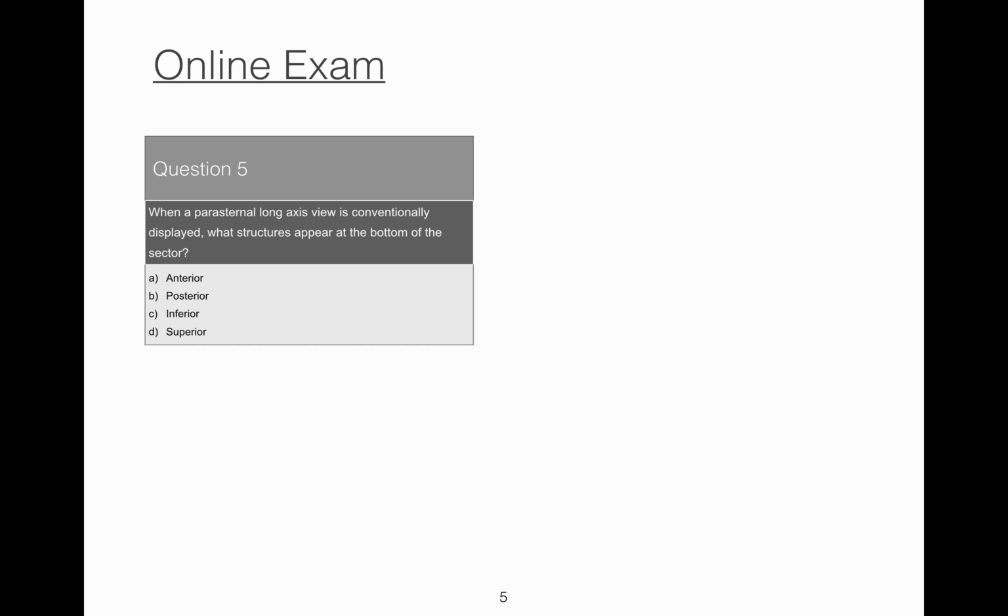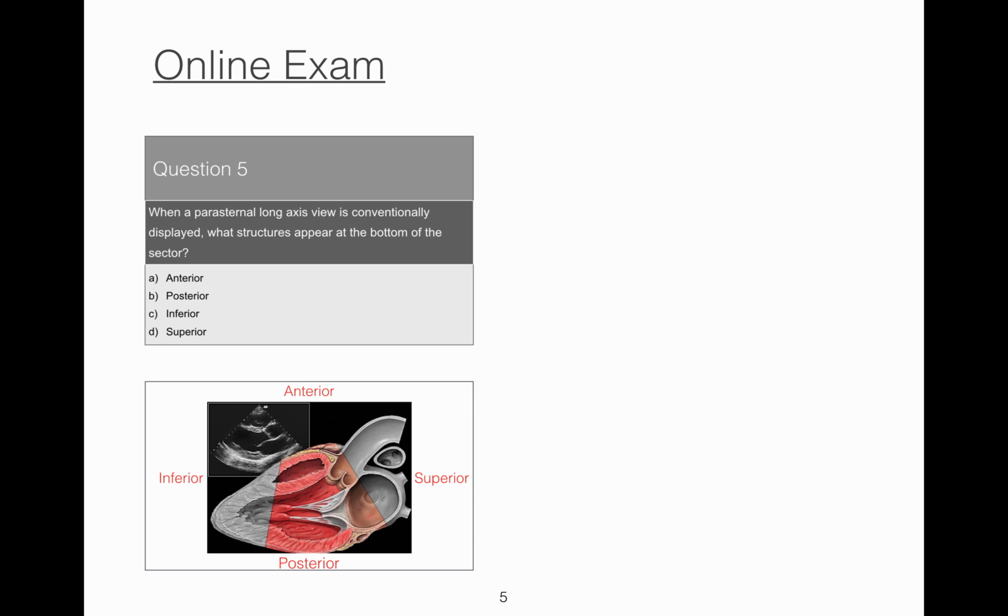Question 5. When a parasternal long axis view is conventionally displayed, what structures appear at the bottom of the sector? Posterior structures are conventionally displayed at the bottom of the sector.